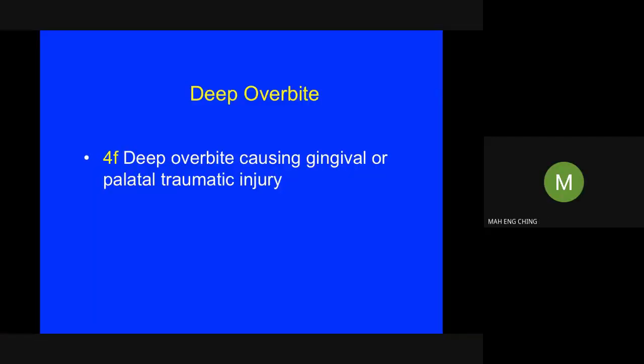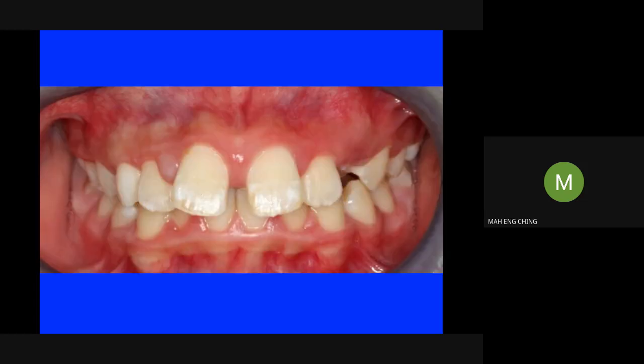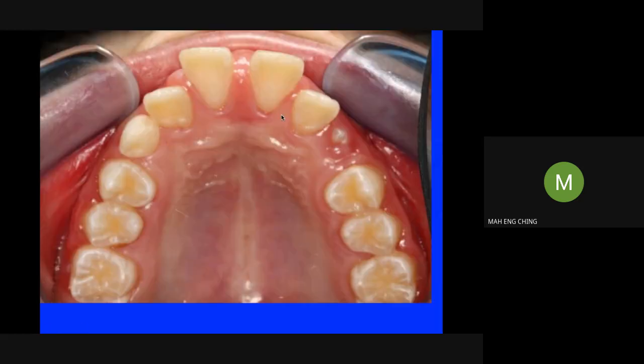So the last one is overbite. Deep overbite then becomes 4F. This one we talked about before. For deep bite, always check whether it has occlusal trauma to the teeth, to the soft tissue, or the palate. Even though they are not causing any stripping yet, I can see the indentations, so that's considered potential trauma. We have to do something, act fast before it causes more trauma.